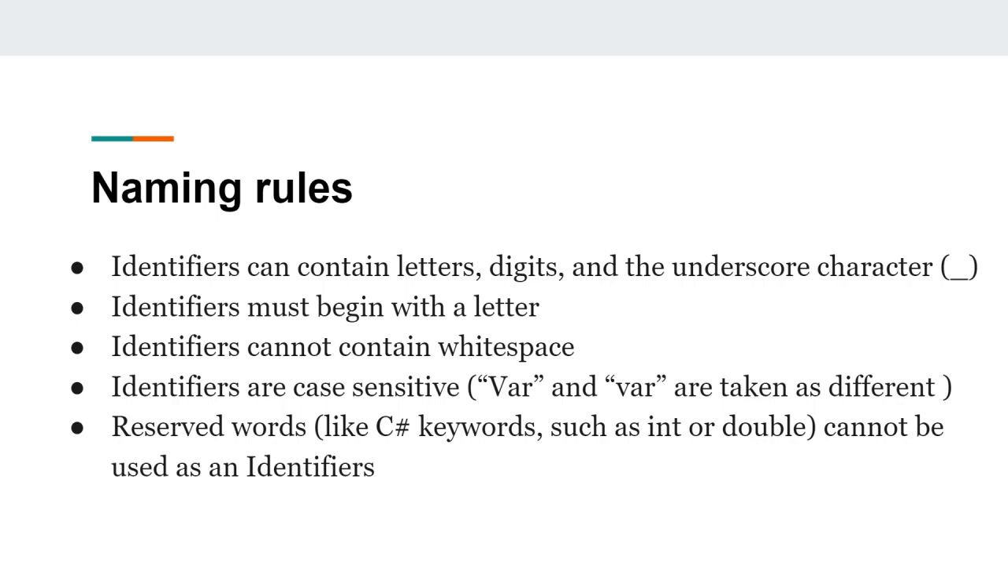Naming rules in C Sharp. Identifiers can contain letters, digits, and the underscore character. Identifiers must begin with a letter. Identifiers cannot contain white space. Identifiers are case sensitive. That means a variable starting with a capital letter and a small letter are taken as different. Reserved keywords like the C Sharp keywords, like int or double, cannot be used as identifiers.